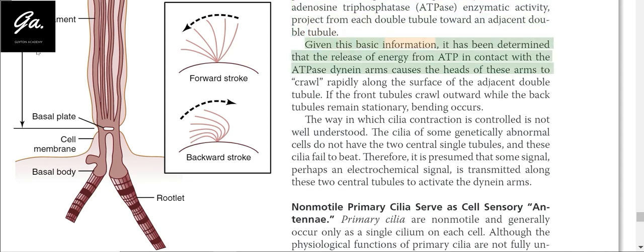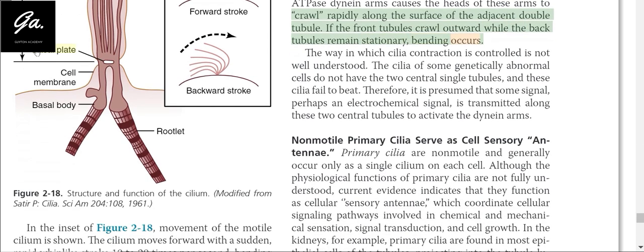Given this basic information, it has been determined that the release of energy from ATP in contact with the ATPase dynein arms causes the heads of these arms to crawl rapidly along the surface of the adjacent double tubule. If the front tubules crawl outward while the back tubules remain stationary, bending occurs. The way in which ciliary contraction is controlled is not well understood.